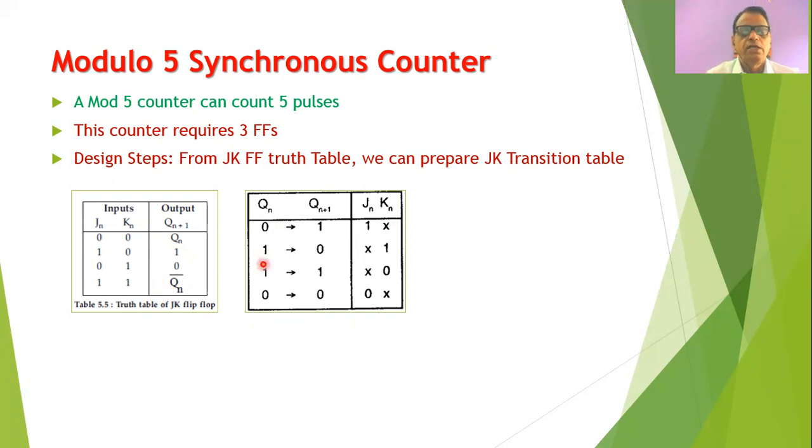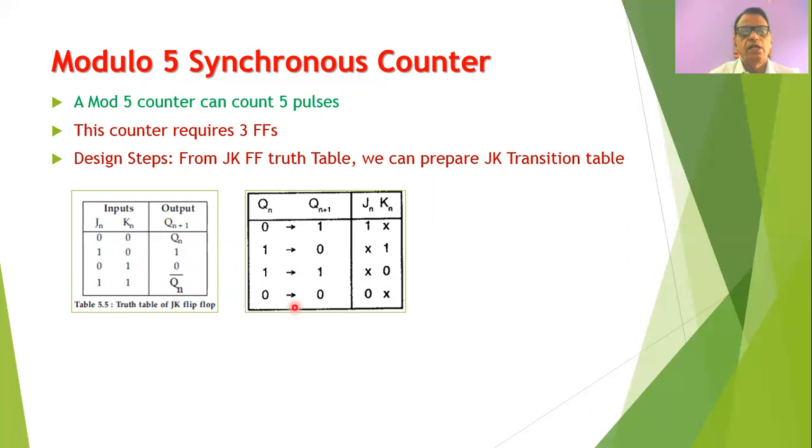Similarly, whenever there is a transition from 1 to 0, then either you can make use of the third row or fourth row, and therefore we can write J is equal to x and K is equal to 1, because in both the cases the value of K is equal to 1. Whenever there is a transition from 1 to 1, then you can make use of the second row and the first row. And in both the cases, one can observe that K is 0 and the value of J can be either 0 or 1, and therefore it is written as x.